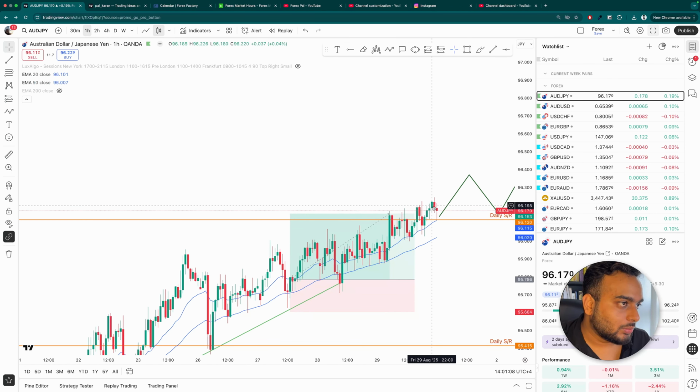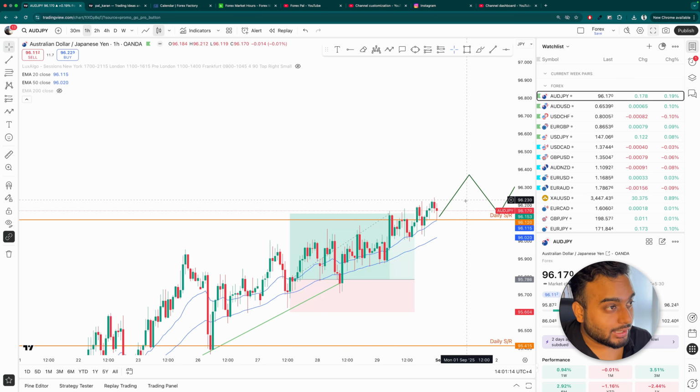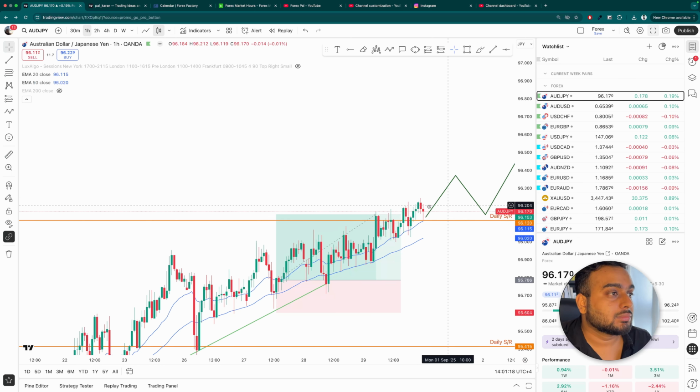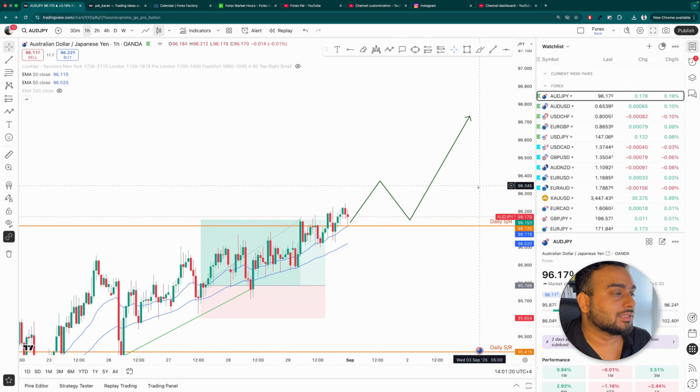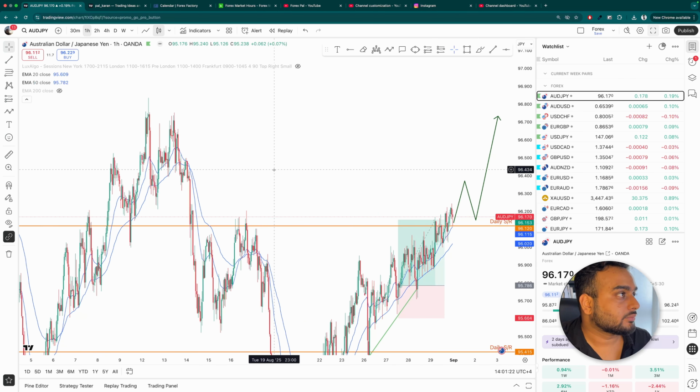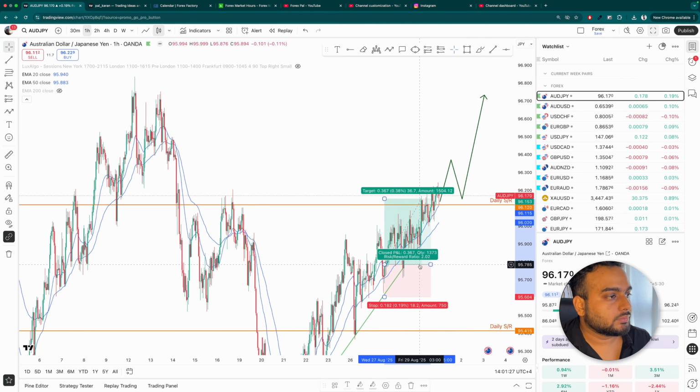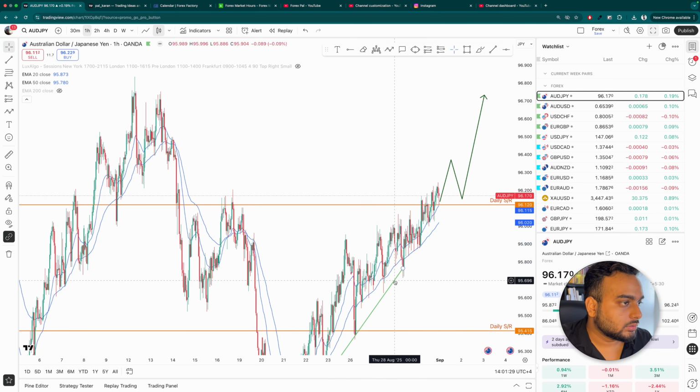I want the price to be like small red candles and then a huge bullish momentum. And then the price comes down with small red candles and again a big bullish candle. Only then I would be interested in taking this trade. So let's close this.